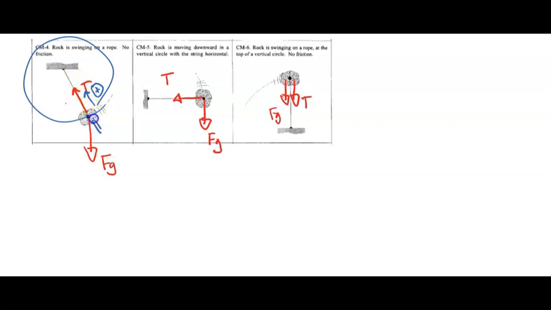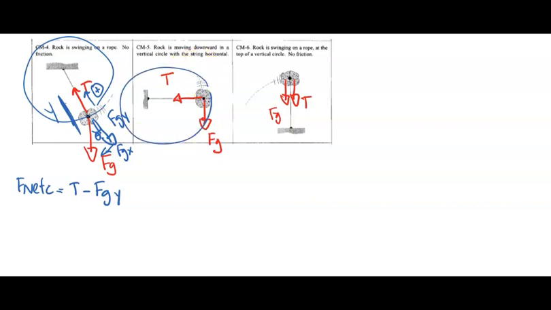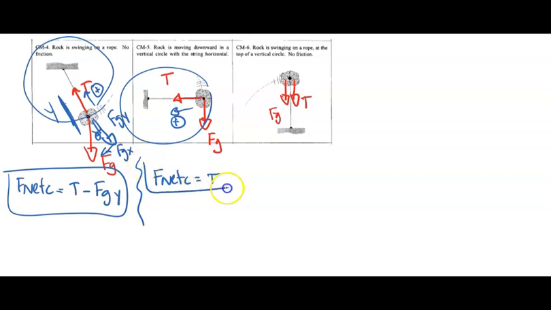Fg, we'd have to split that into, let's call this the Y direction and the X direction, and that'll be some angle theta. So in this case, we could say F net C equals tension minus Fg y, if we say this direction right here is our Y direction. Cool, let's look at one more. It's moving in a vertical circle, something like this, with the string horizontal. So to the left, toward the center, is the positive direction. F net C is just going to be equal to tension. Fg is perpendicular to that, so just tension going inwards.